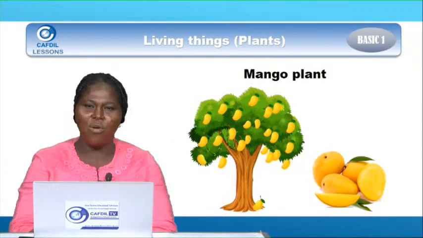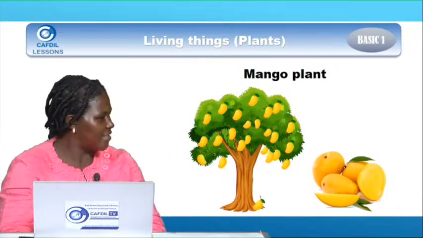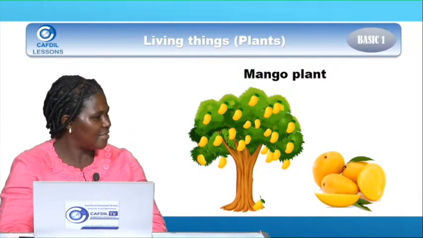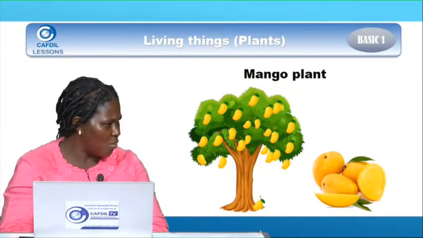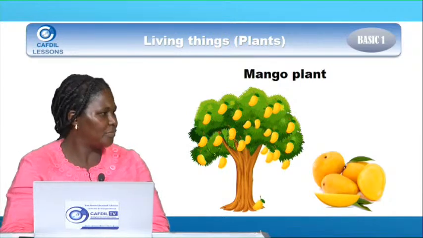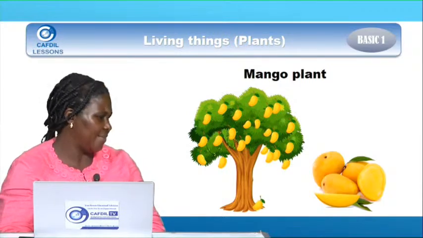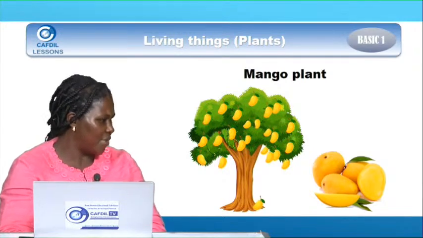Mango plants. Now let's look at it. Yes. What color is the mango on it? The fruits on it? Yellow. But sometimes we can get green mango and it's matured. Let's look. The leaves are green and the stem is brown.